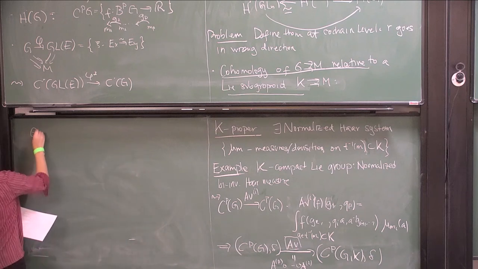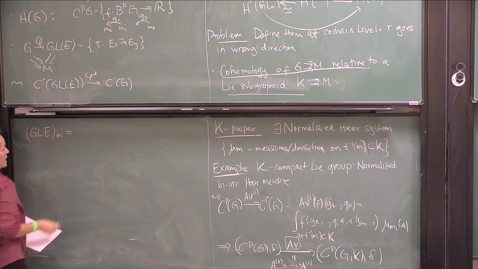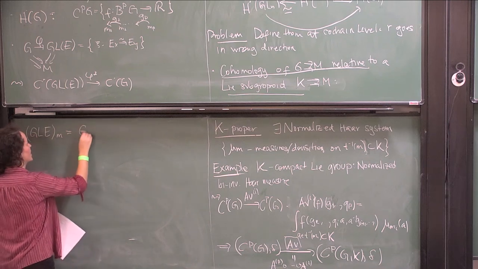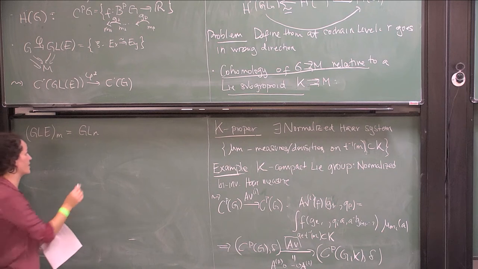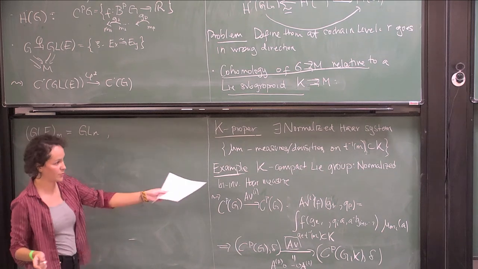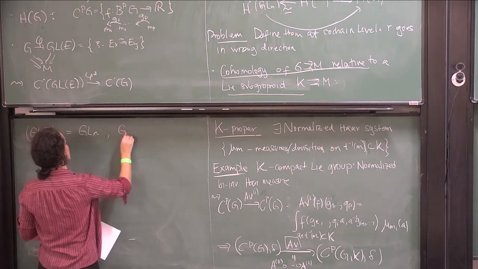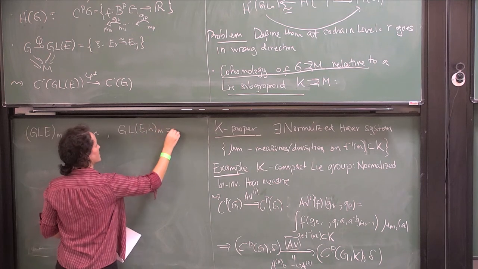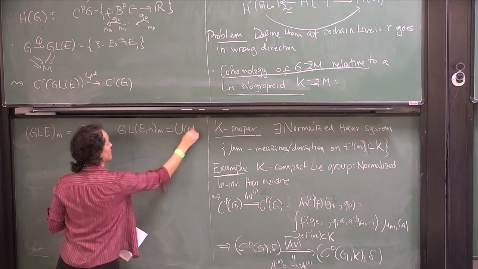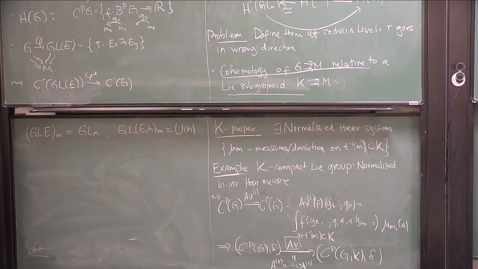I can look at the isotropy, so I can identify the isotropy at M as I always did with GLN, and under this identification, the isotropy of this subgroupoid is UN. Okay, so what I will have here is the following.